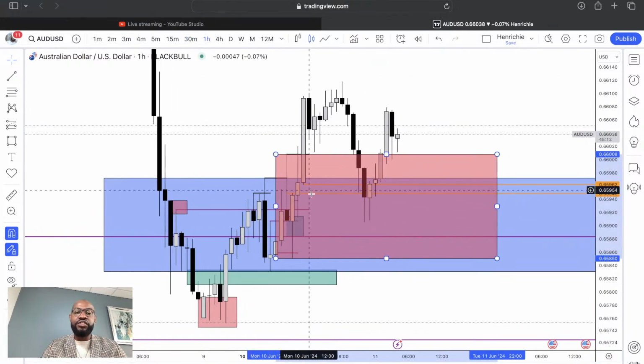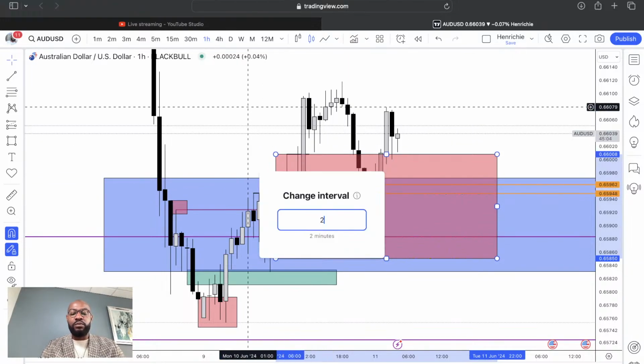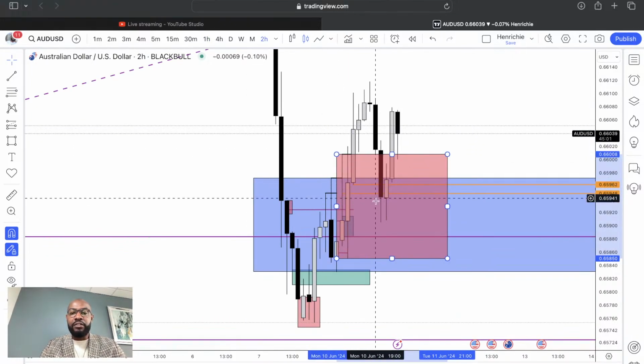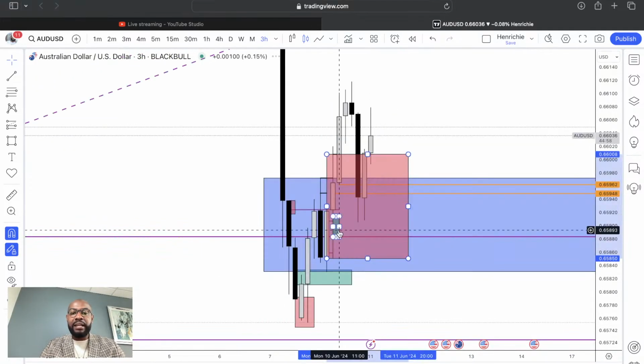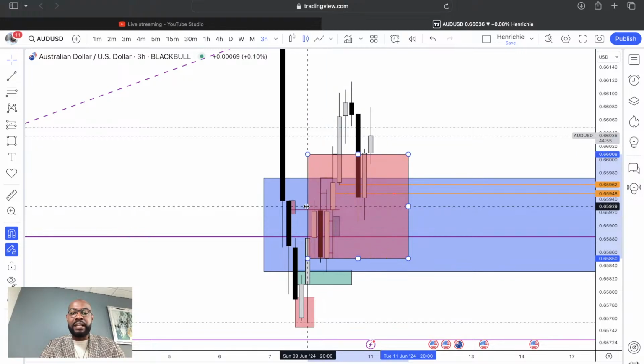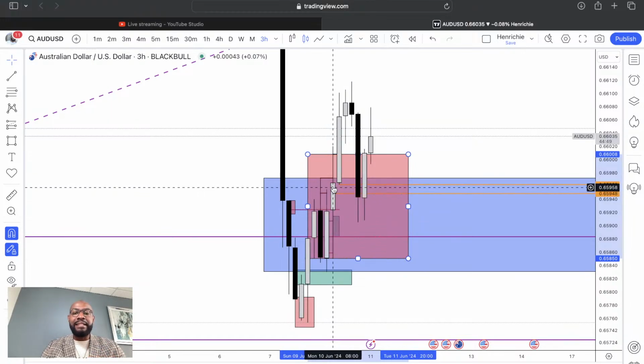Things like inefficiency. As you can see right there, there's a fair value gap, or an inefficiency, an imbalance, or whatever you call it. There's one resting right there, very significant. We'll go to 2-hour time frame, and on 2-hour time frame, there's nothing there. 3-hour time frame: as you can see, on 3-hour time frame there's an inefficiency resting right there. So it's giving me a telltale sign that this key level is a high probability area.